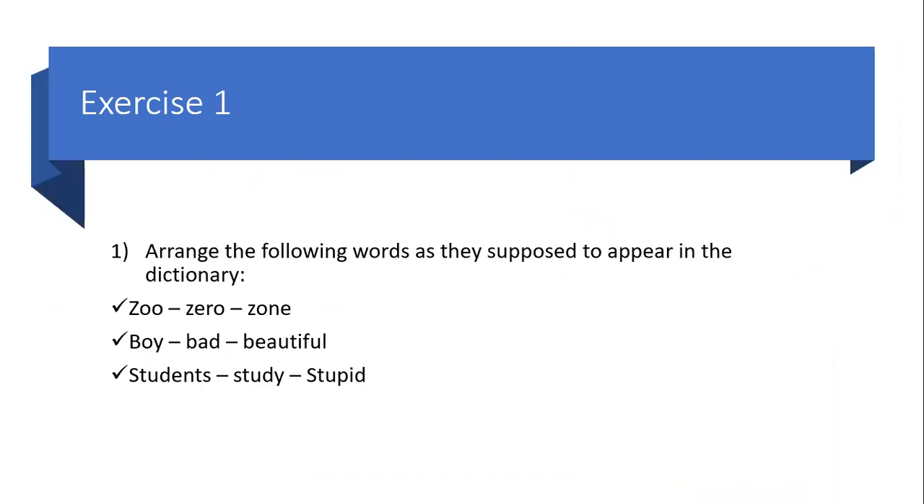I have a small exercise. Please, I need you to arrange the following words: zoo, zero, zoon; boy, bad, beautiful; students, study, stupid. Arrange the words according to their appearance in the dictionary. Don't go and open a dictionary and tell me you don't have one. You need to know.